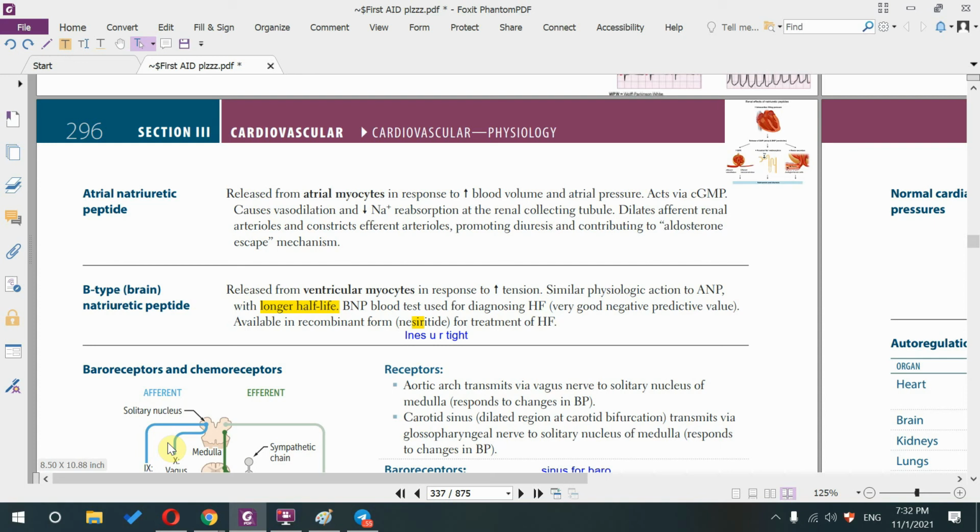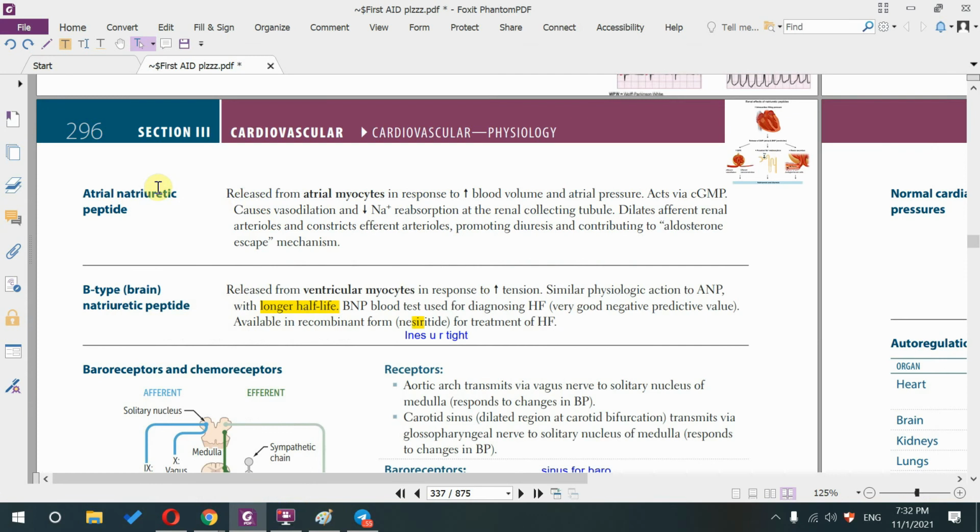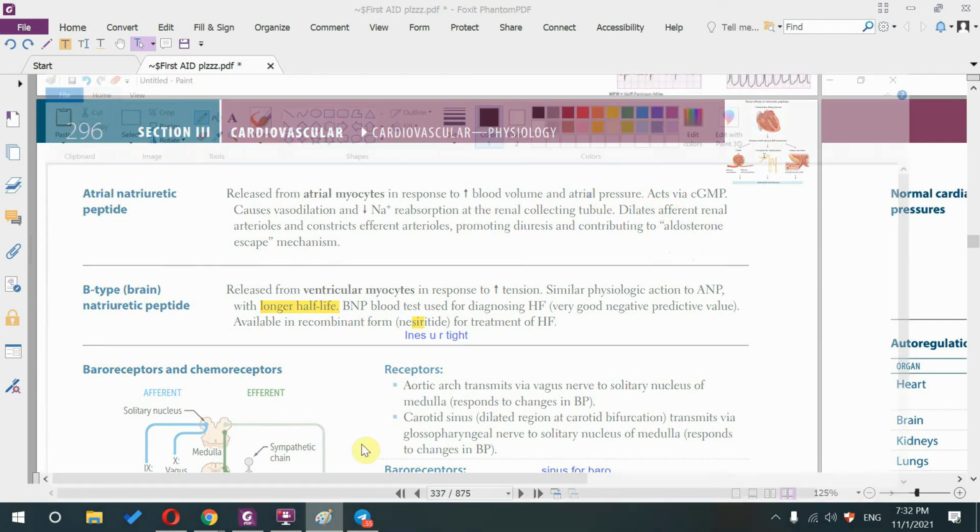And atrial natriuretic peptide is secreted from the atria. Guys, please know this. If I draw a heart for you like this, and up here is the atria, down here is the ventricles, you must know that the ANP and the ANP is from the atria, the BNP is from the ventricles. So the ANP is released from the atrial myocyte in response to increased blood volume and atrial pressure. Let me explain actually how it's released.